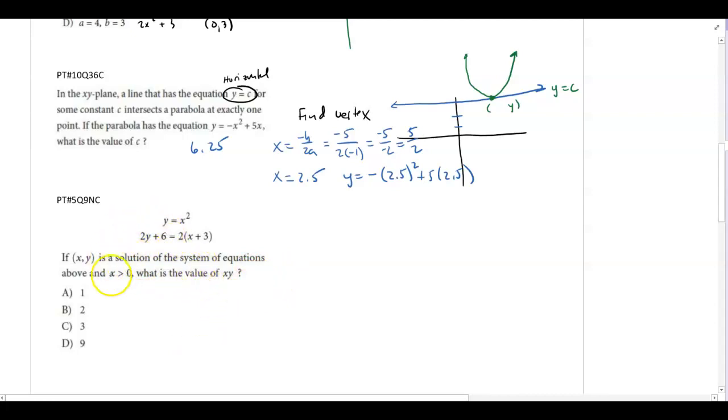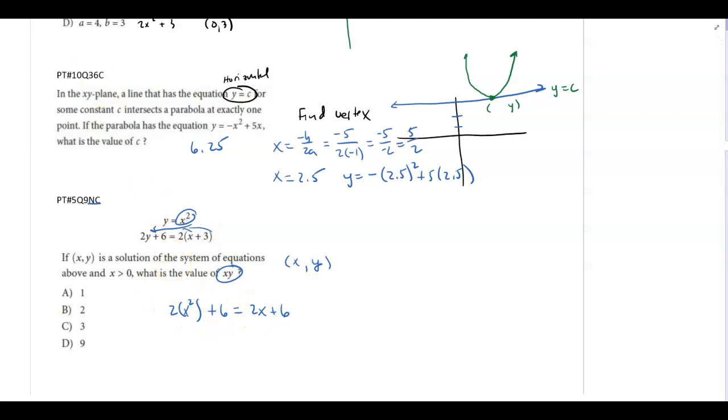If (x, y) is the solution of the system above, what is the value of x times y? So what I have to do is find an ordered pair solution, and then I have to multiply these together. Now, here's the thing, right? This is a no calculator problem, so I can't solve it using the graph. So I can do one of two things here. I can plug the value of y in here. Okay, so I would get 2 times x squared plus 6 equals, distribute the 2, 2x plus 6.